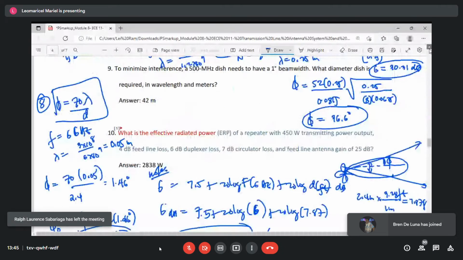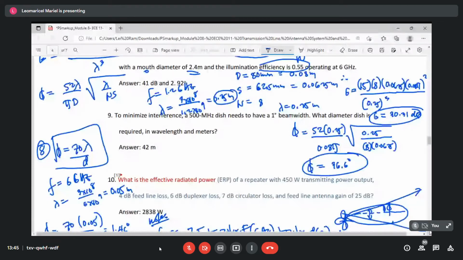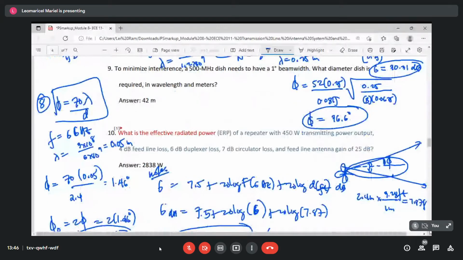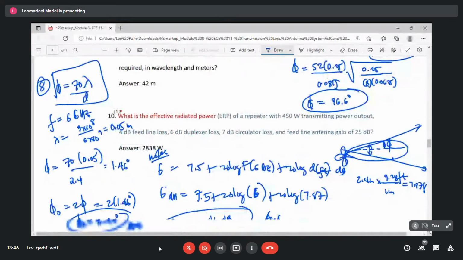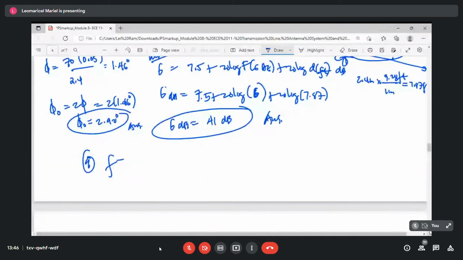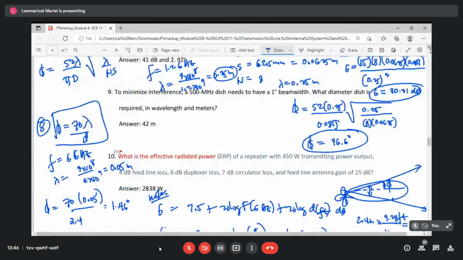Number 9. To minimize the interference, a 500 MHz dish needs to have a 1 degree beam width. What diameter is required in wavelength and in meters? Okay, you have a frequency, number 9: 500 megahertz. The beam width required is 1 degree. It says dish, meaning probably a parabolic dish. So what is the diameter in meters and in wavelength?